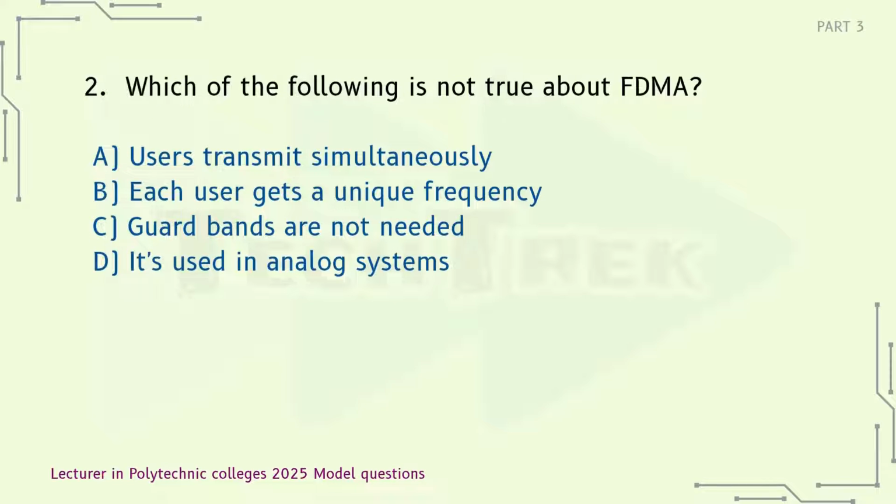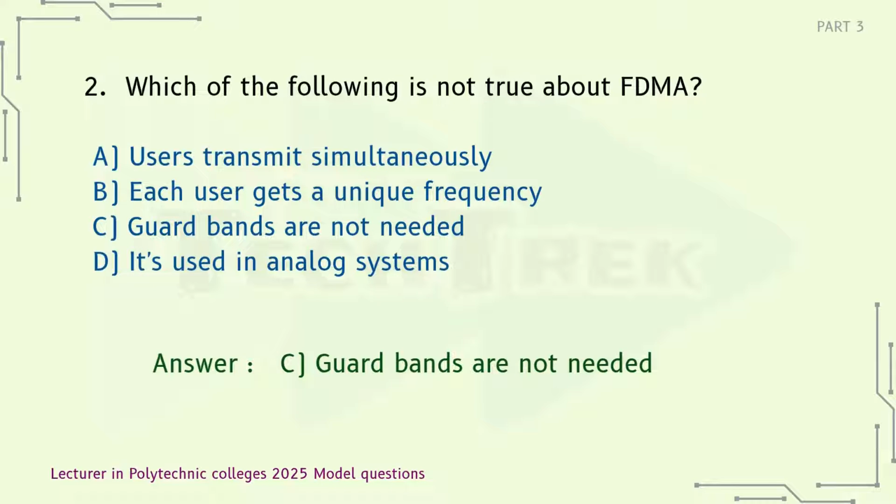Which of the following is not true about FDMA? A. Users transmit simultaneously. B. Each user gets a unique frequency. C. Guard bands are not needed. D. It's used in analog systems. Correct answer is option C, guard bands are not needed.